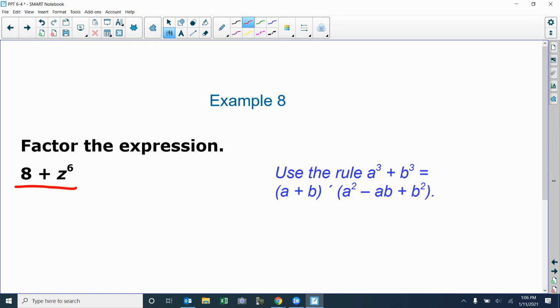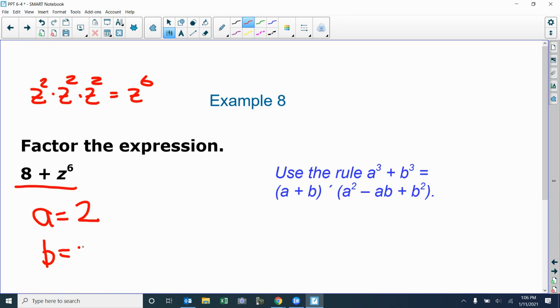So what times what would give me z to the 6? Well, that would be z to the second times z to the second times z to the second, right? Because we add the exponents. So my A is 2, my B is z to the second. The rest of it you should be able to handle pretty easily.